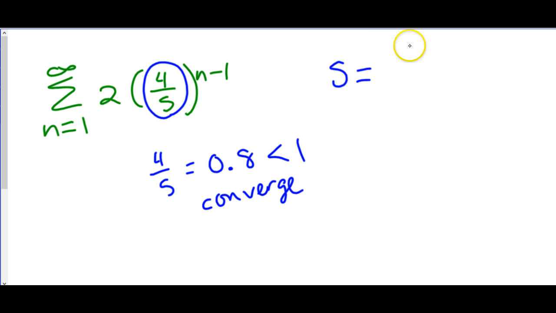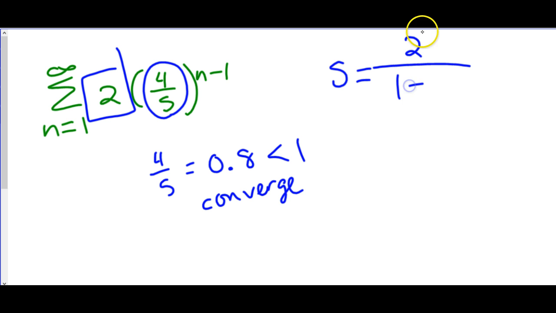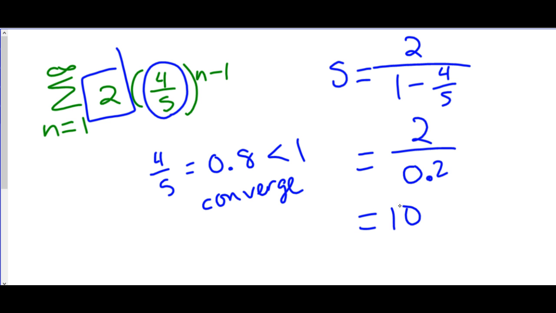The sum is the first term. Remember, on this notation, the first term is the number in front of the parentheses. So 2 over 1 minus that common ratio of 4/5, or you could have written it as the decimal 0.8. So 2 divided by 0.2 would give us 10. So adding up these terms forever actually comes out as the number 10. So that ends our discussion on geometric series.